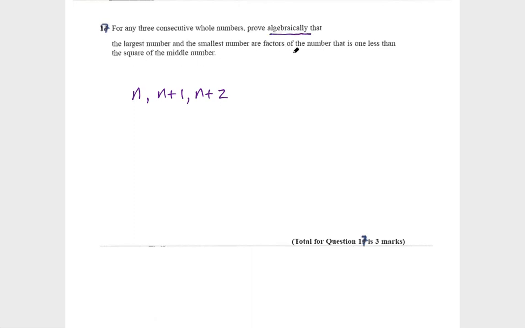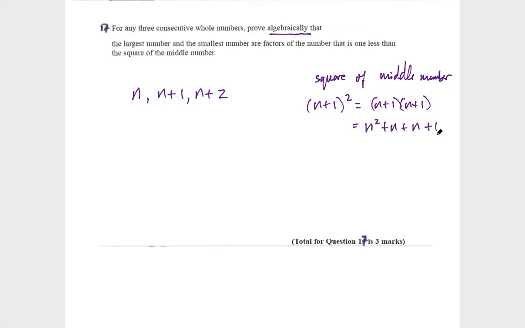It does need to be proved algebraically, so numbers are not going to help with this if you've demonstrated it with numbers. So prove that the largest number and the smallest number are factors of the number that is 1 less than the square of the middle number. So I'm going to just start with square of middle number. Is n plus 1 squared, which is n plus 1 times n plus 1, which is n squared plus n plus n plus 1, n squared plus 2n plus 1.